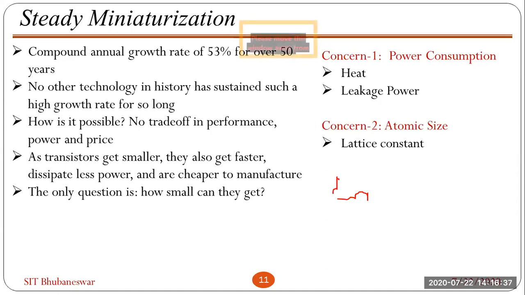The sizing, the scaling down will not be possible after that. So these two things are the limiting points. Otherwise, everything is fine. We are getting good performance, better pricing, less power consumption, higher speed. Everything is possible in the VLSI chip, and that's why the market is growing, and we are getting better and better products.